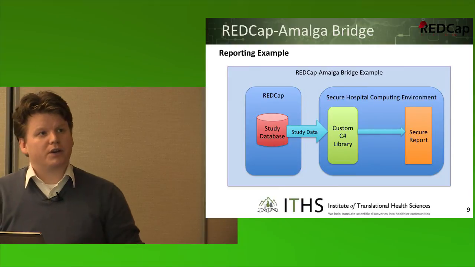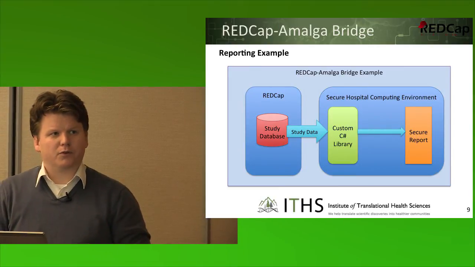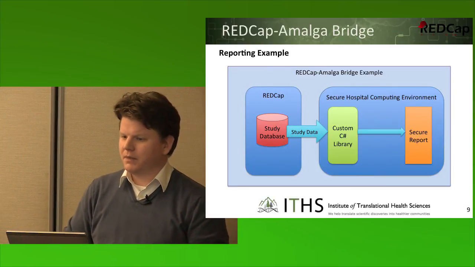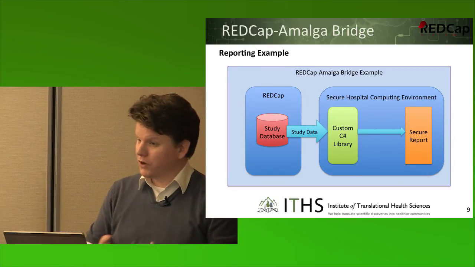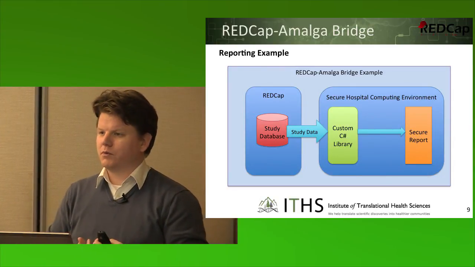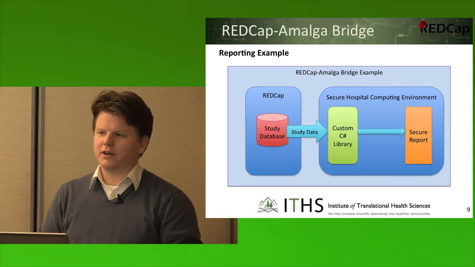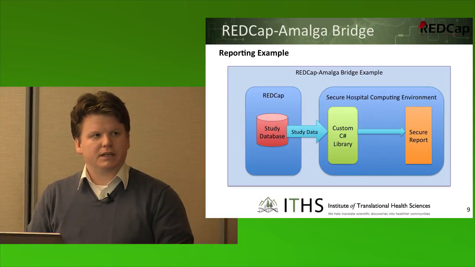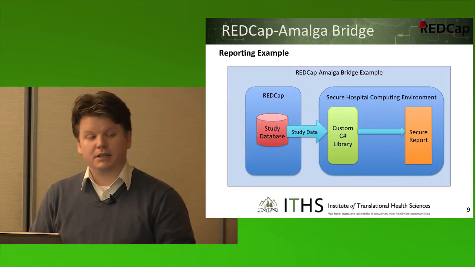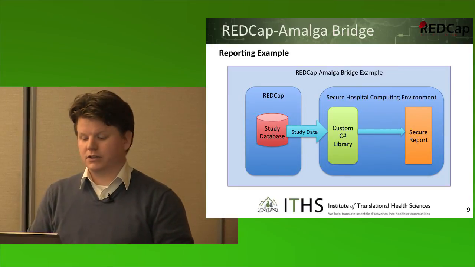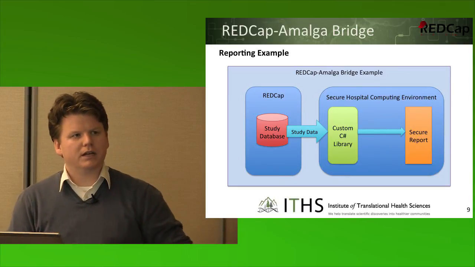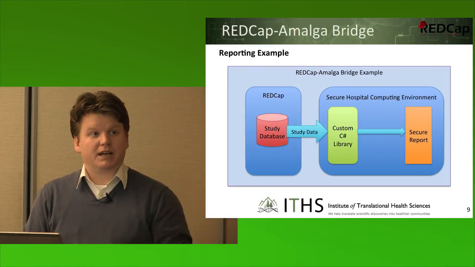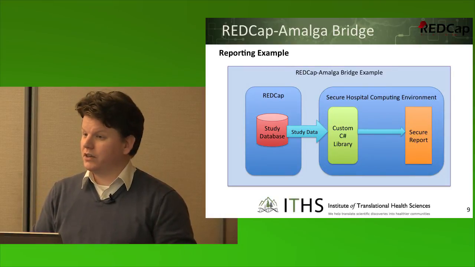This is one of the reporting examples which we built for a cardiologist. He collected about 500 variables in his study. However, 500 variables was a little bit much to take in all at once, so he wanted to have a custom report of, I think, 40 of the most important variables and have them displayed in various ways. So what we did is every night, at 1 o'clock at night, we pulled that data from his REDCap project into what's called a custom C# library. That's basically the interface we use between REDCap and Amelga, and we used that information to generate a secure report that only he could see.